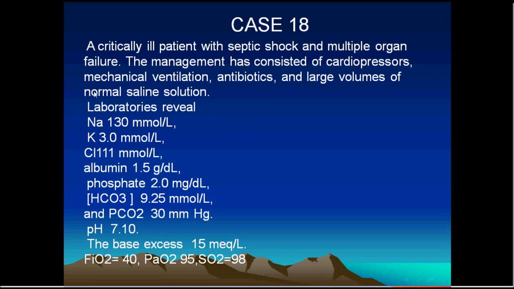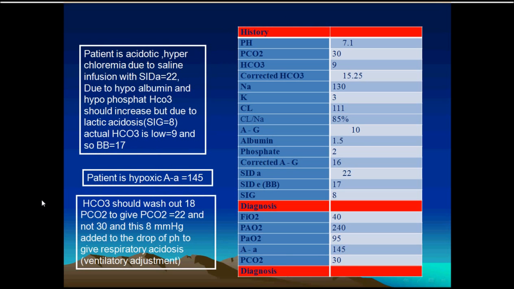Antibiotics and a large volume of normal saline. So normal saline causes hyperchloremic metabolic acidosis. This is the picture from the history itself. This is the data of the patient, and let us look at the data in the nomogram.